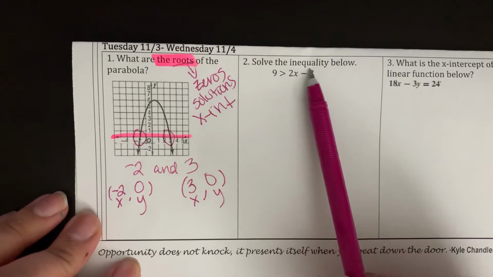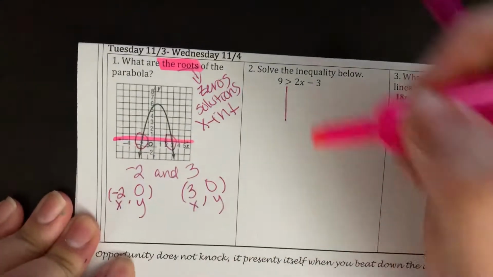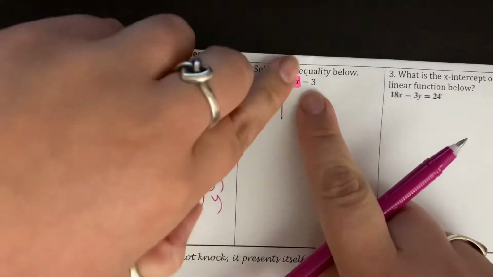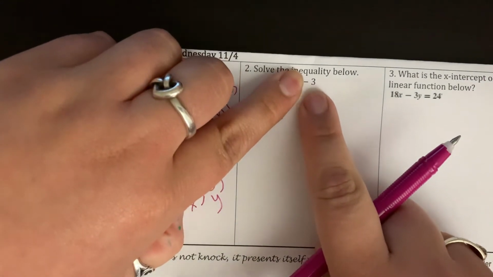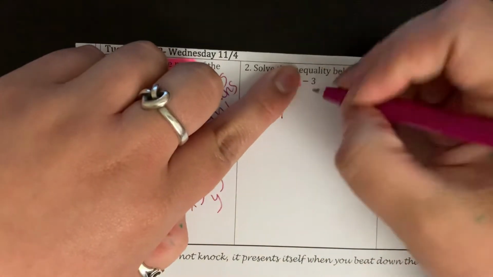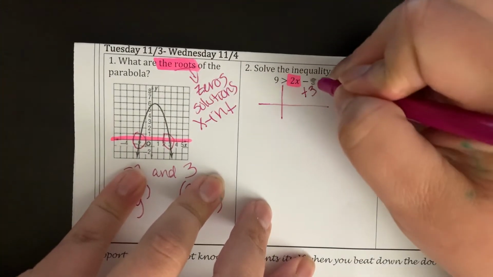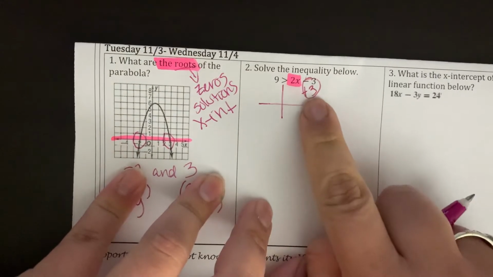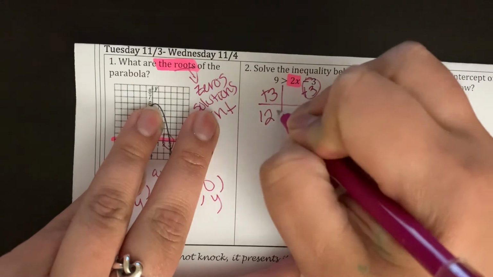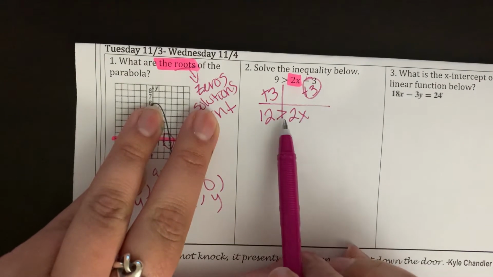2, solve the inequality below, so cut it in half. Here is my variable term, so I'm going to apply my inverse operation. Because this is a -3, when I'm looking at it separately, the inverse would be to add 3, because -3 plus 3 is going to give you 0. What you do to one side, you do to the other. 9 plus 3 is 12, which is greater than 2x.